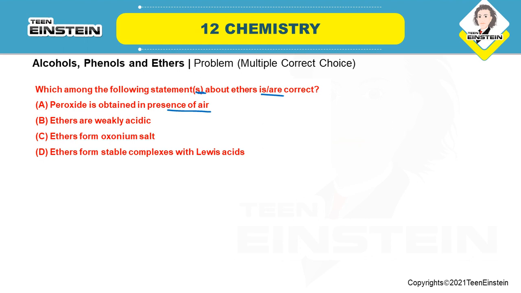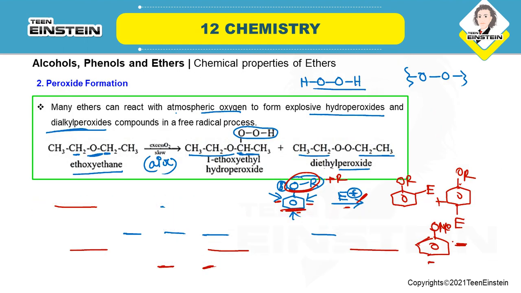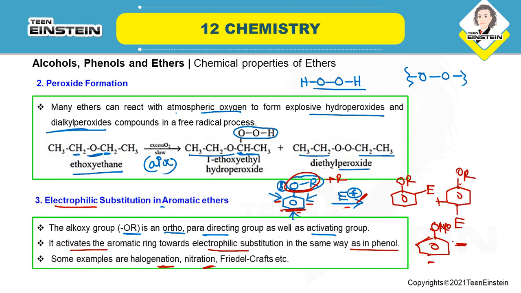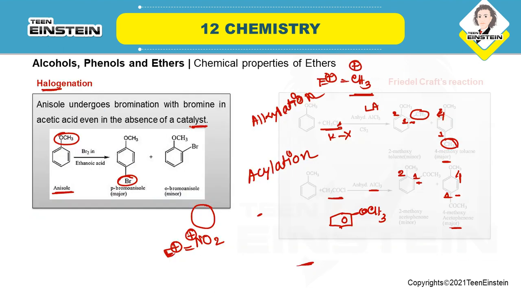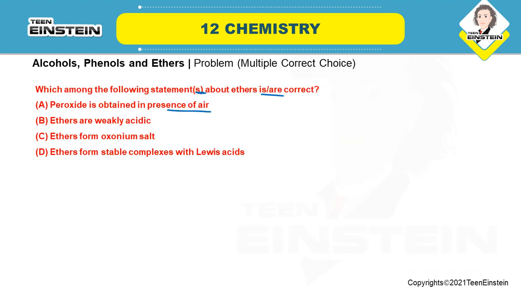Then you get 2 types of compound. One is peroxide. Just have a look here. This reaction I am talking about. So in this case, when you are using atmospheric oxygen, or you can say air, hydroperoxide generated and also peroxide generated. So this statement that is given in the question, this is obviously correct. Peroxide is obtained in presence of air.